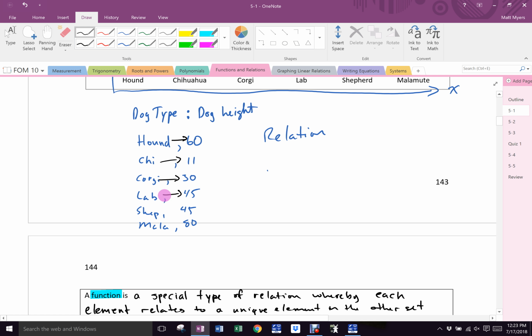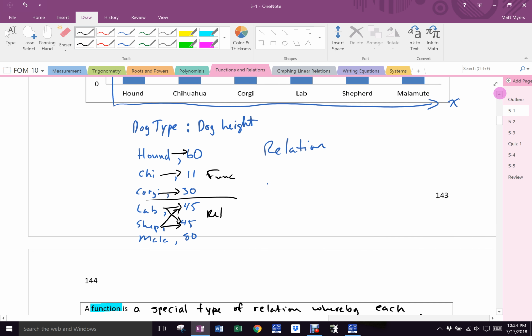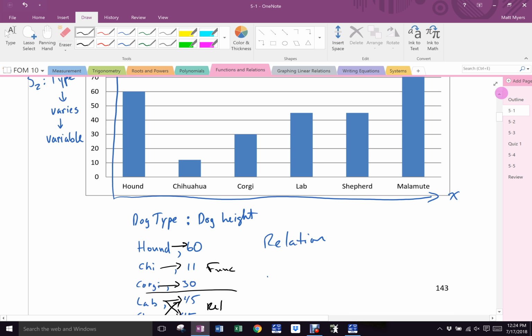Shepherd's 45, but so is that. Or the Lab and the Shepherd. So once we get to there, it's a function. Once we add these guys, it becomes a relation. Does everybody understand? I'm going to give you another way to make that decision in case you're having trouble with it.